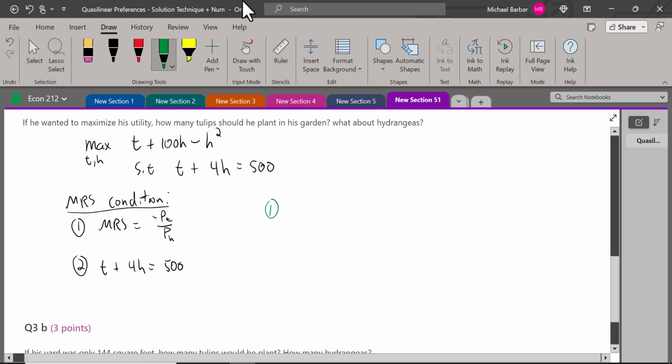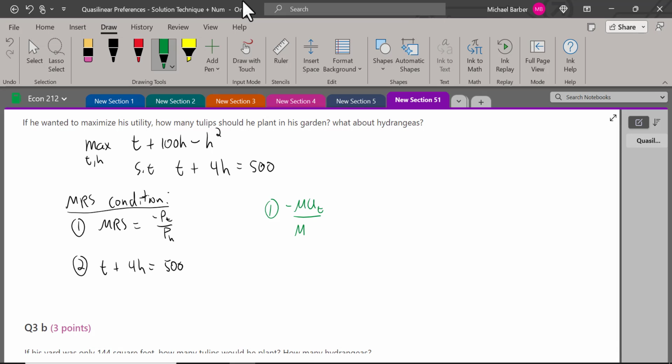I'll just do it on the other side here. So remember, the MRS is the negative of the marginal utility of T over the marginal utility of H, which equals the negative of the price ratio. So here that's negative 1 over 4. You can take the marginal utility with respect to T as just a 1. Yes, we'll put a negative there that's going to cancel out in a second. And with respect to H it's 100 minus 2 times H, right? Equals negative 1 over 4. We can get rid of the 2 negative signs.